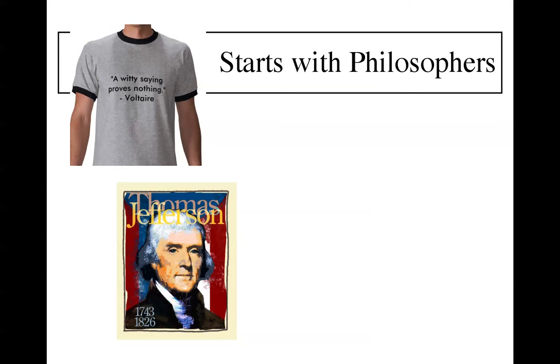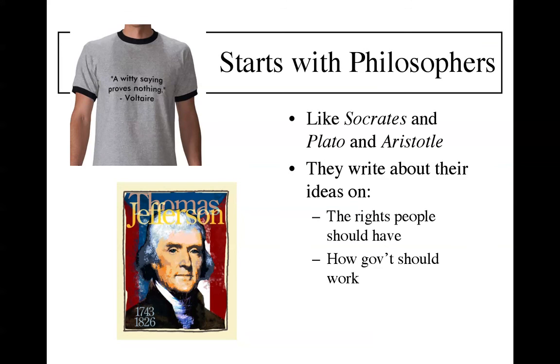So the Enlightenment actually starts way, way back, what we learned about in the first unit. It starts with the philosophers. And if you remember correctly, our philosophers came from Greece. They were Socrates, Plato, and Aristotle. And again, they write about ideas on the rights people should have, how government should work, and that sort of thing. Remember, Aristotle talked about the middle class ruling, Plato, the philosopher king, Socrates, about questioning things. So the Enlightenment actually starts way, way back, 1,500 to 2,000 years earlier, during the philosophers in ancient Greece.